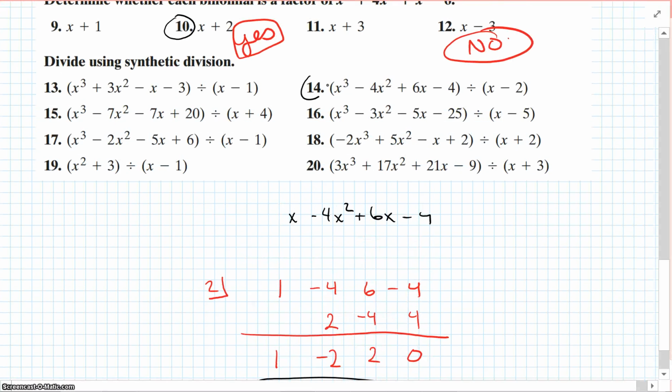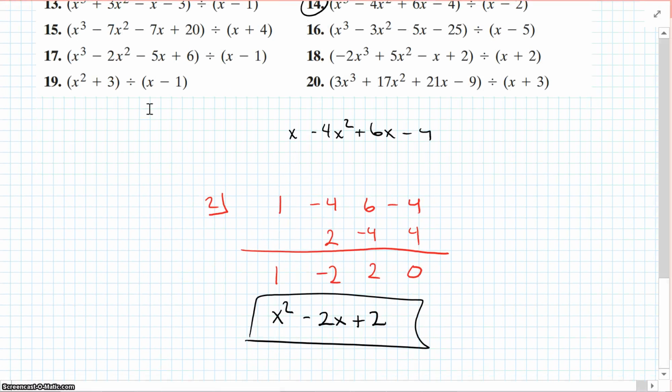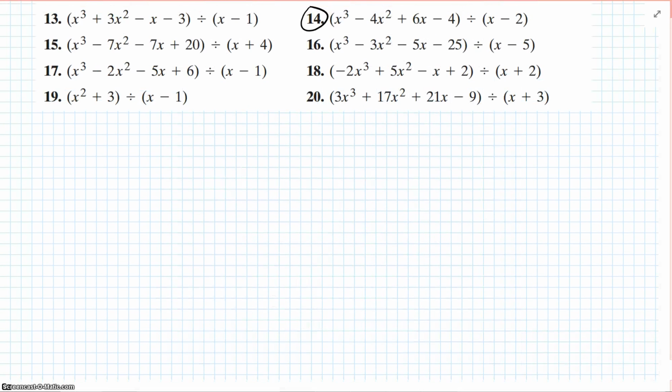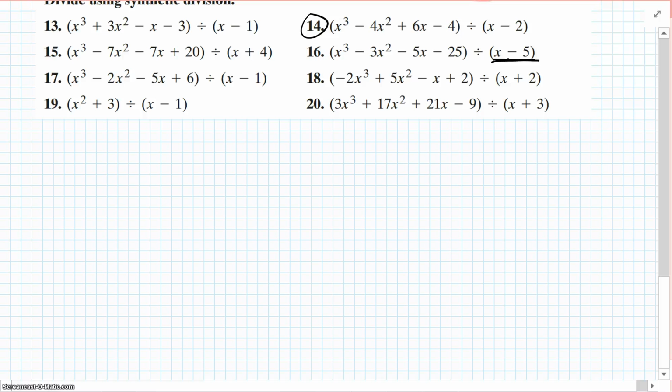So that's number 14. Okay, going on to number 16. Okay, we're going to divide. We're going to use synthetic division. So let's look over here. What is the root of x minus 5? Well, x has to be 5 to make that 0. Now on the left side, we're dealing with a cubic or a third degree polynomial. So to use synthetic division, every degree has to be accounted for with coefficients. So the third degree coefficient's 1, second degree coefficient's -3, the first degree coefficient's -5, and the constant's -25.